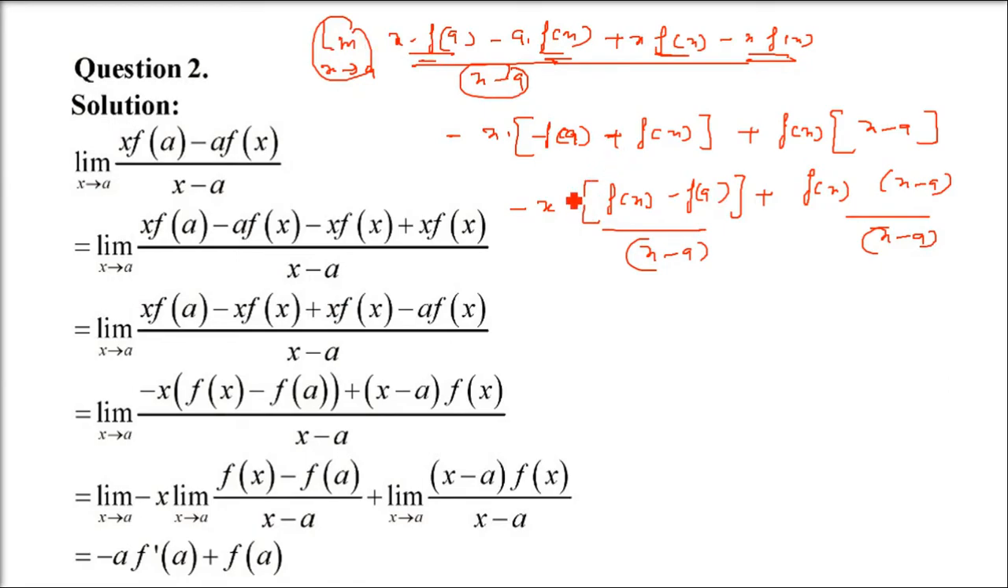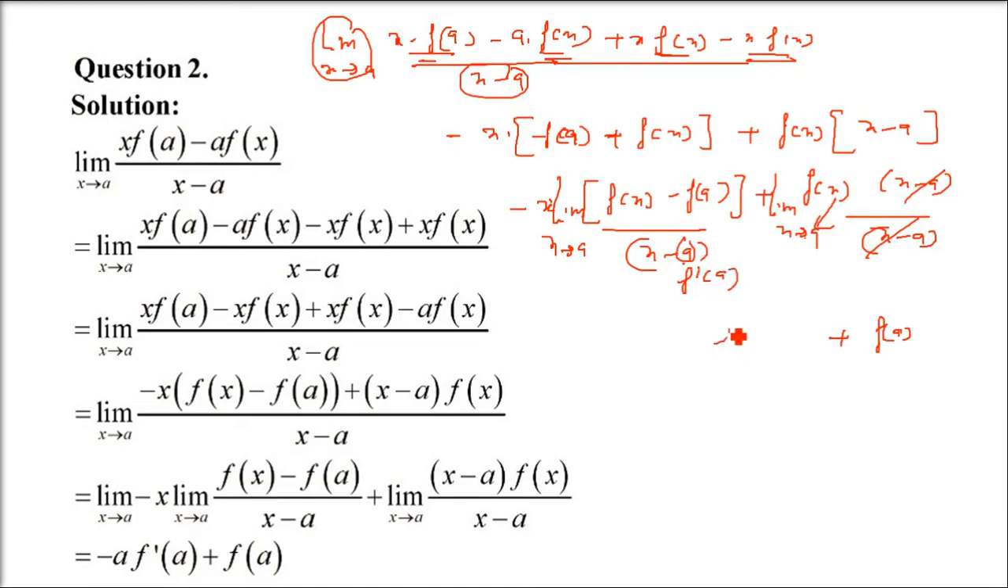So we have a limit also. Now let us apply the limit, x tending to a. So we'll apply this limit twice in the first member. In the second member, limit x tends to a, x minus a cancels, so you have limit x tends to a f(x). Just put x as a, so it will be f(a). And f(x) minus f(a) by x minus a we have just seen in the previous question. It is f dash a.